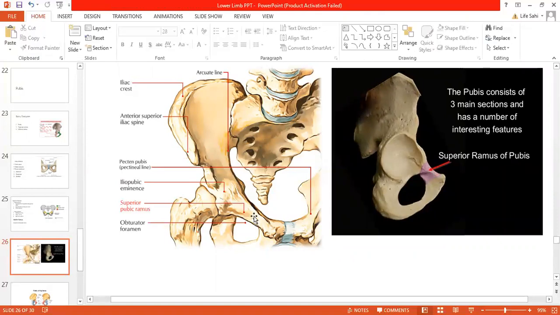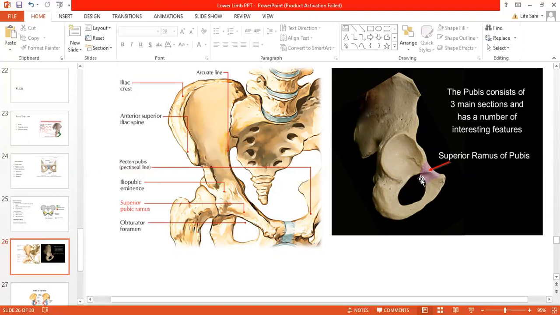Superior border, also called pecten pubis, also called pectineal line, extends from behind the pubic tubercle, extends upwards till it reaches the area of iliopubic eminence. The anterior border, which is also called obturator crest, is a sharp ridge-like border or margin that also extends from behind the pubic tubercle and moves backward till it reaches the acetabular fossa and its notch, acetabular notch.